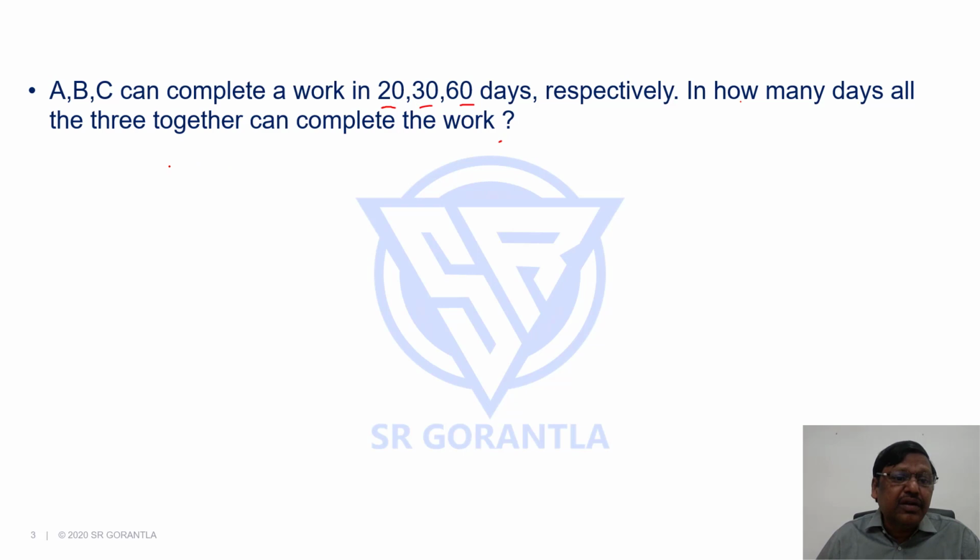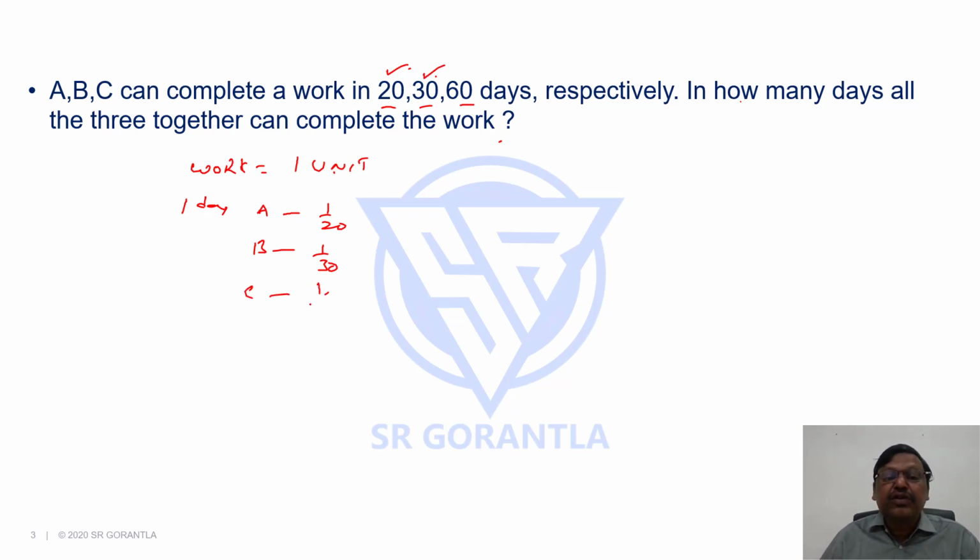In unitary method, we'll assume that work is 1 unit. If A completes the work in 20 days, in one day A does 1 by 20th work, B does 1 by 30th work, because B takes 30 days to complete 1 unit, C does 1 by 60th work.